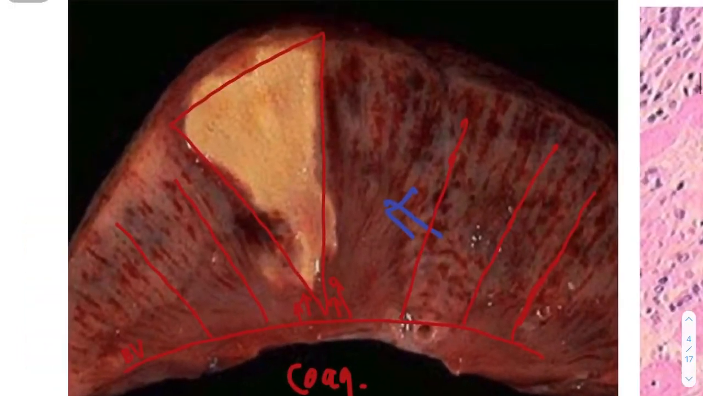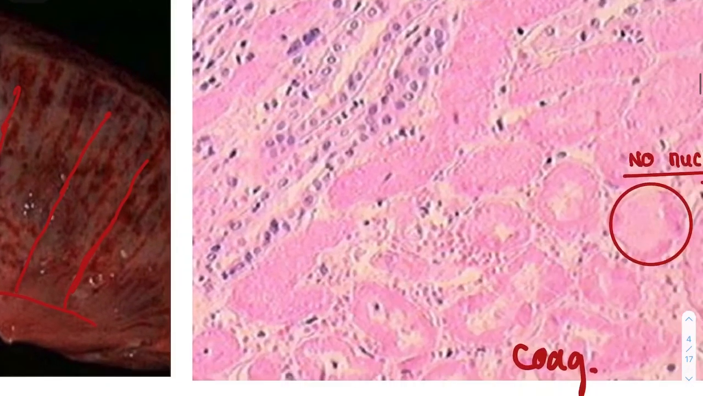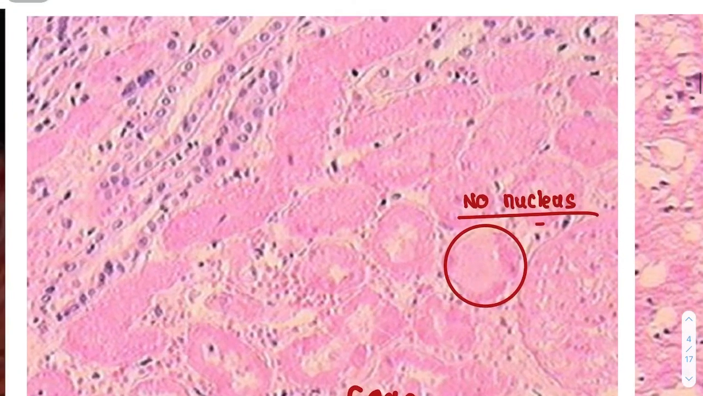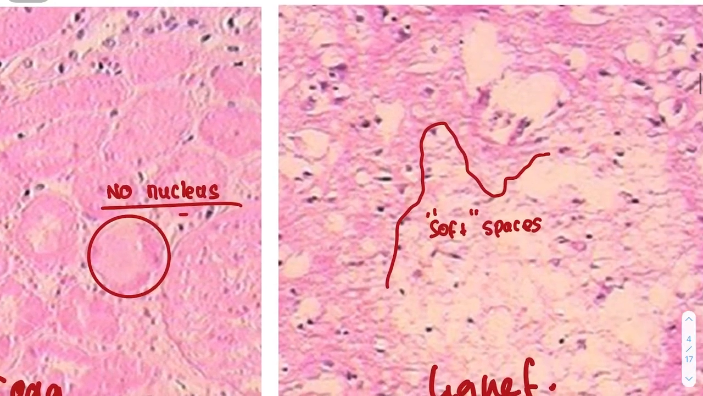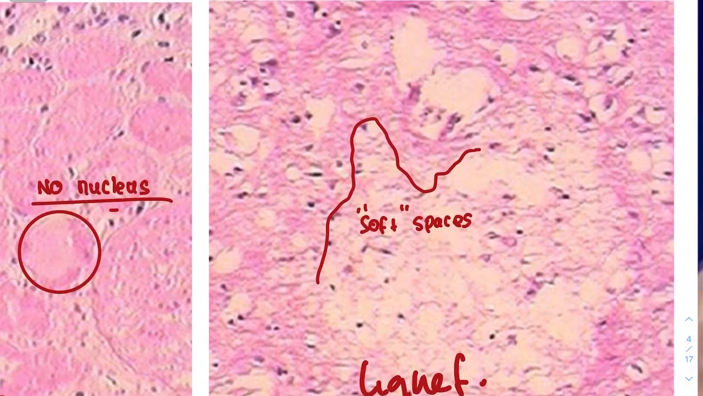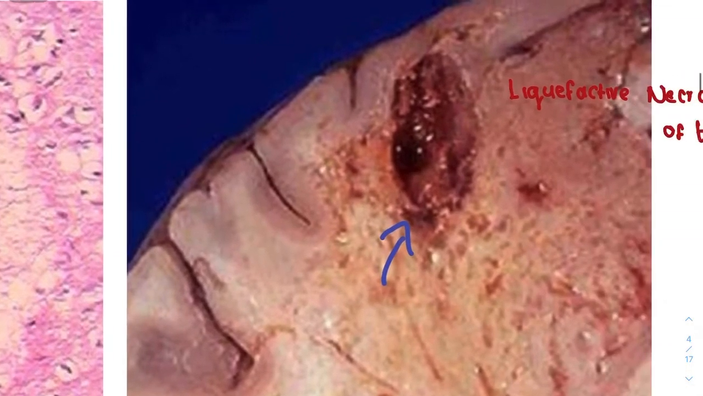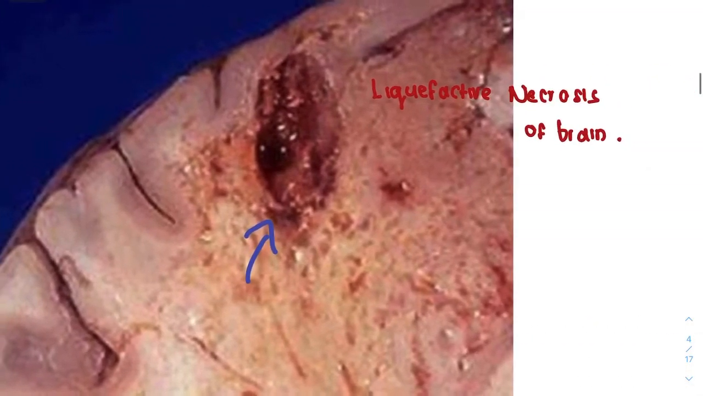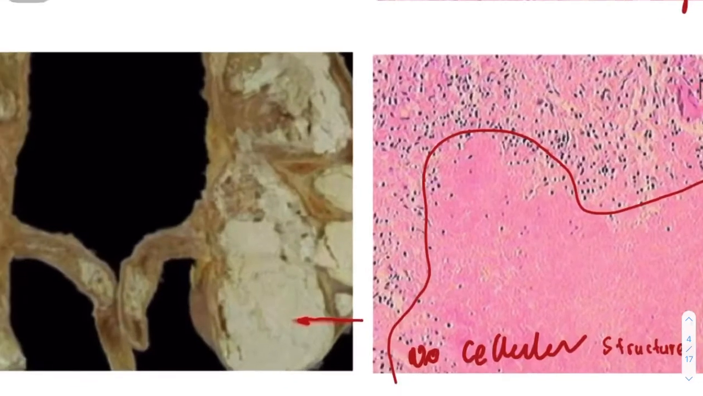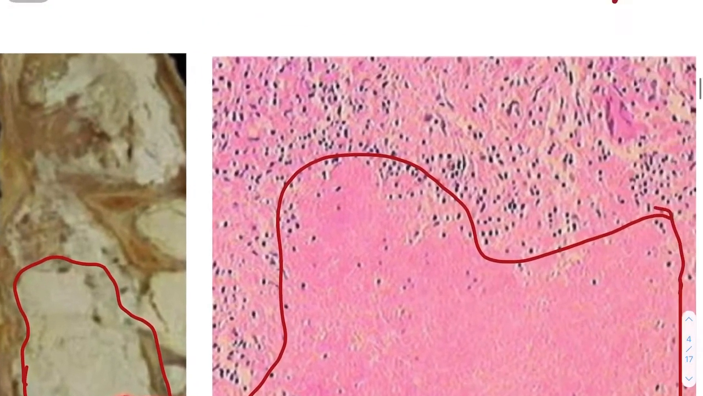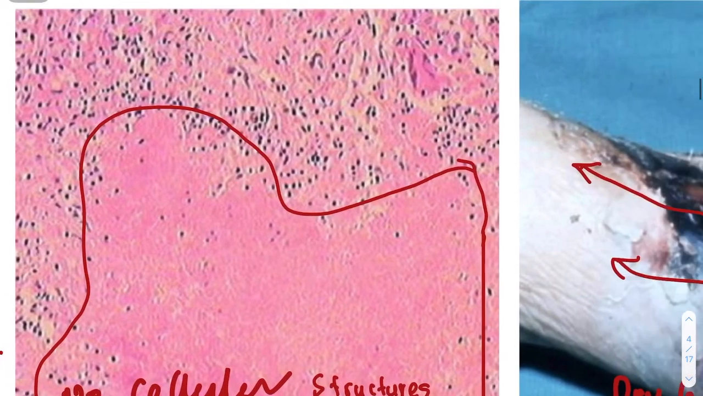This is coagulative necrosis. It's a wedge-shaped necrosis, and again, coagulative necrosis, you can see that there's no nucleus in the cells, and these are very firm cells. Unlike this, where you get kind of soft spaces. A brain liquefactive necrosis. Caseous necrosis, cheese-like necrosis. You can see this is like cheese. No cellular structures can be seen there.